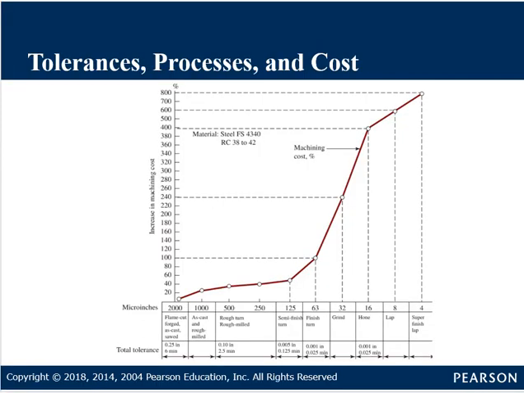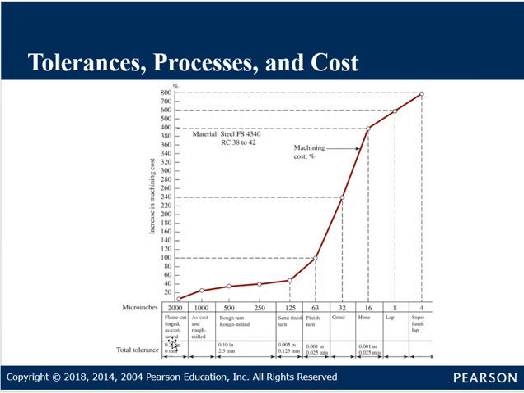What I'm going to talk about now is tolerances as they relate to processes and costs. This is a very interesting slide. I want you to take some time with it and look at it a little bit closer. What we have here on the Y scale is the increase in machining costs. As you can see, as the tolerances get tighter across the x-axis, the cost goes way up.